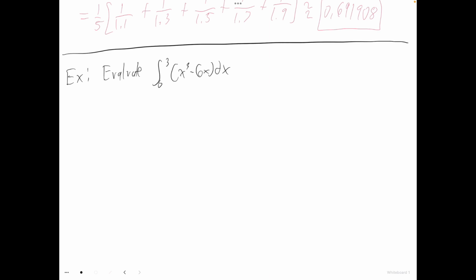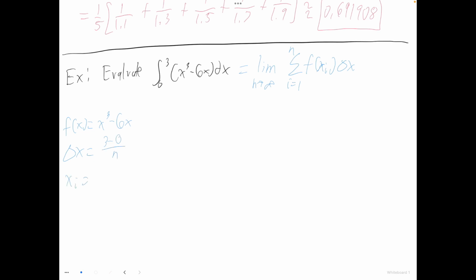So we want to first convert this to a limit of a Riemann sum. We did this once before above, so I'm going to do it a little bit faster here. Remember that it's equal to the limit of the sum from i equals 1 to n of f of x sub i delta x. So f of x is going to be x cubed minus 6x, and our delta x is b minus a over n, which is 3 minus 0 divided by n.